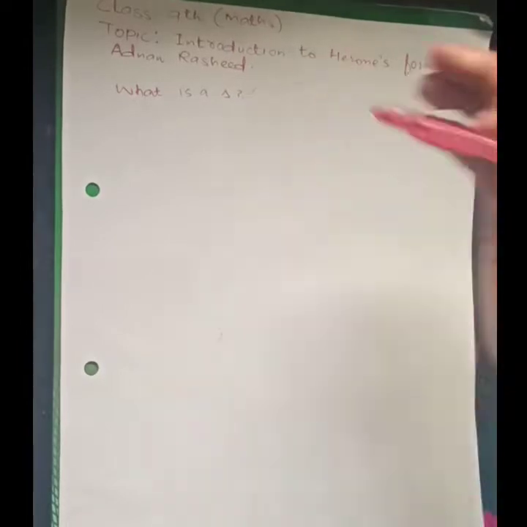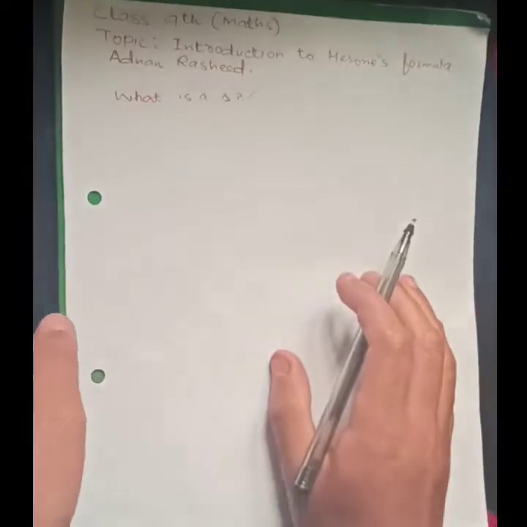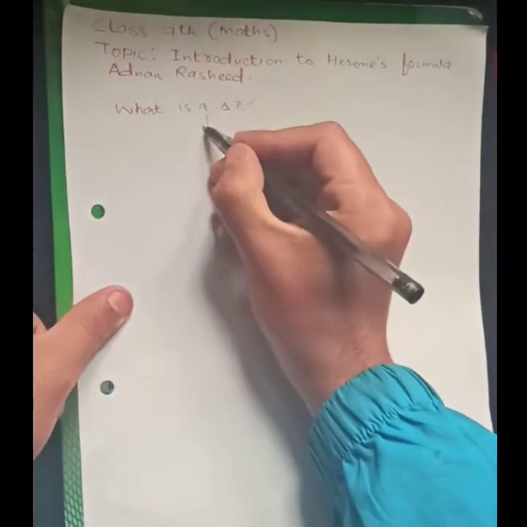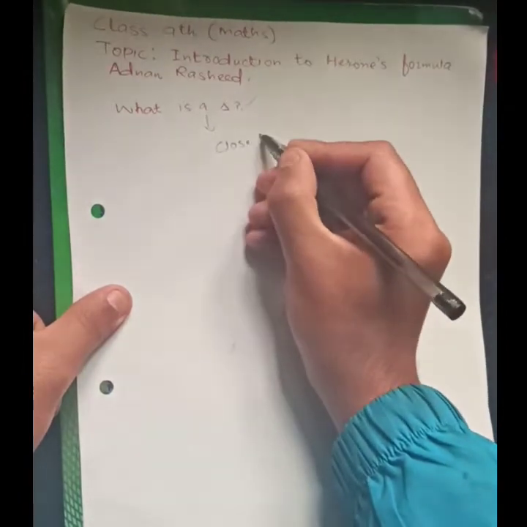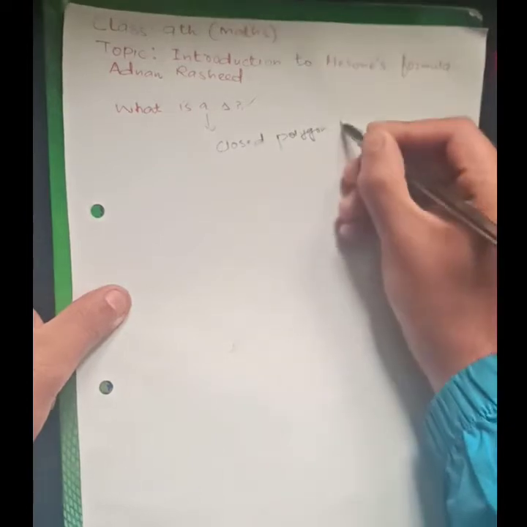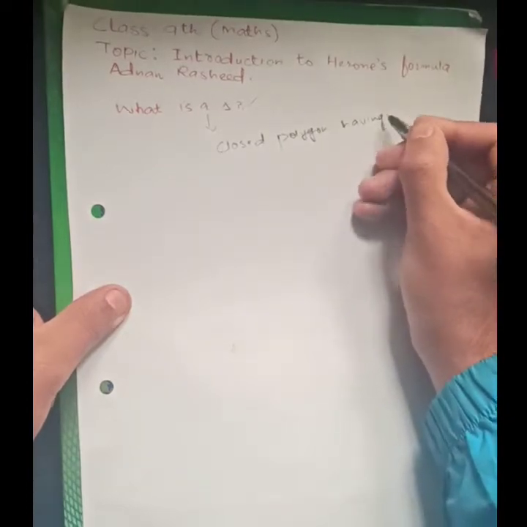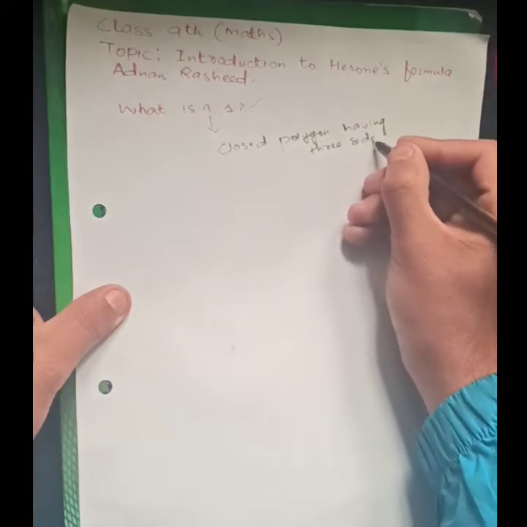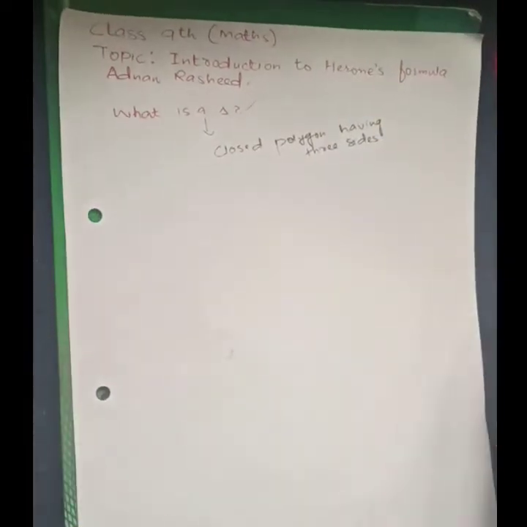Firstly, we should know what is a triangle. A triangle is simply a closed polygon having three sides. So the triangle is a closed polygon having three sides and three angles. You all know that.